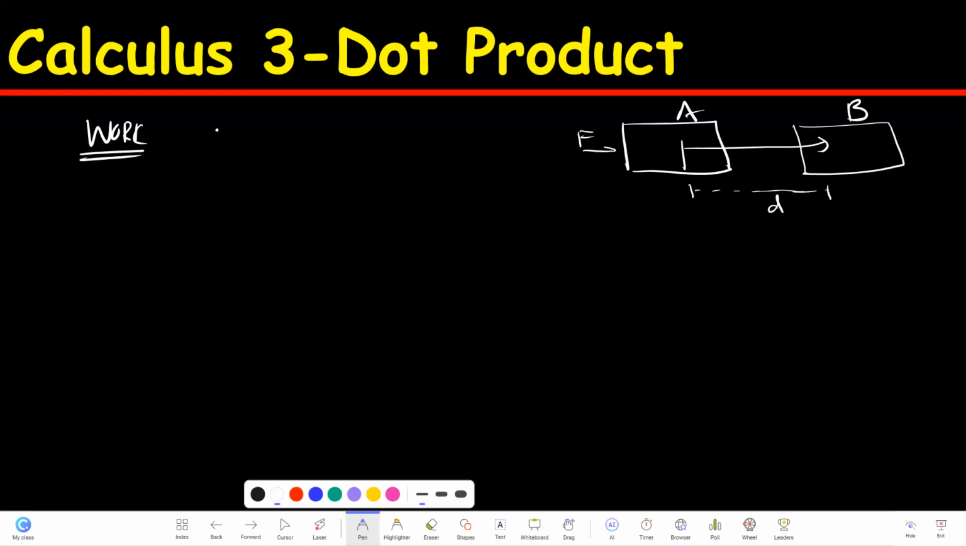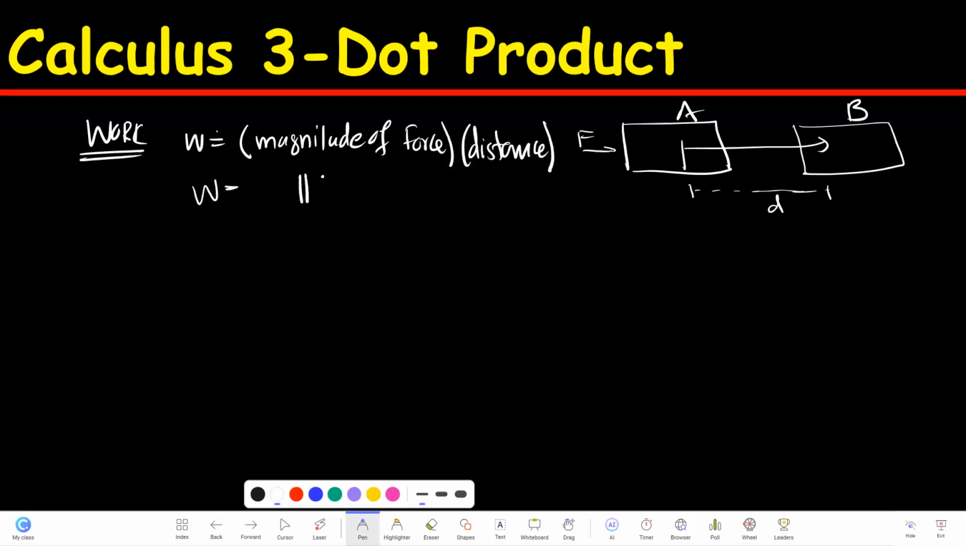So what exactly is the dot product of work done? Work equals the magnitude of force times distance. That's the formula for work done: work done equals the magnitude of force times the distance. Maybe I can call this distance d, or maybe you can call it points p and q.